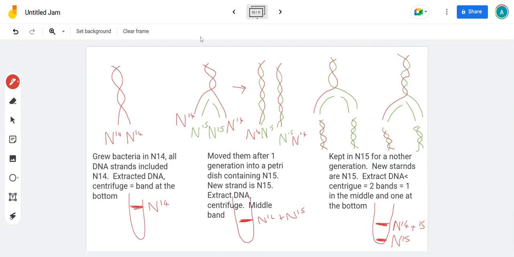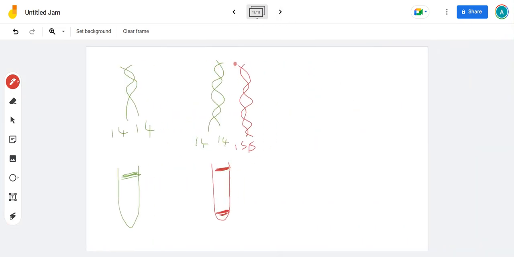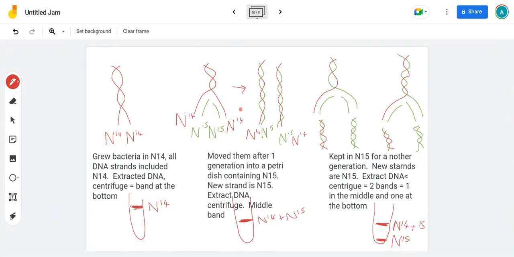Whereas here, after one generation, they've got one old, one new, and you just get the band in the middle. Okay, so you get different results. So if it was conservative replication, you'd end up with this because it fully conserves the old and then does a new. Whereas this is semi-conservative because we've got one old, one new. Okay, and that finishes that spec point.